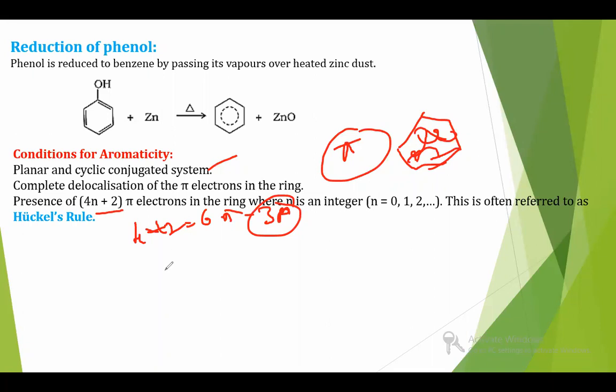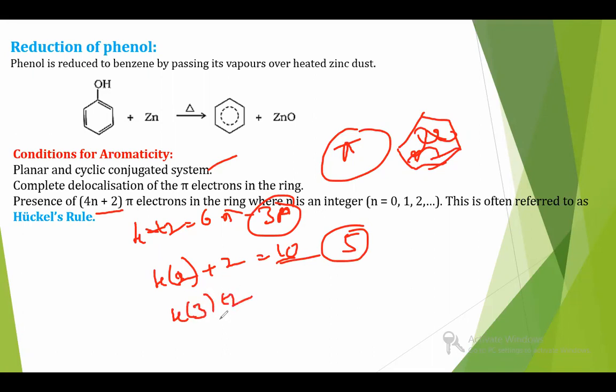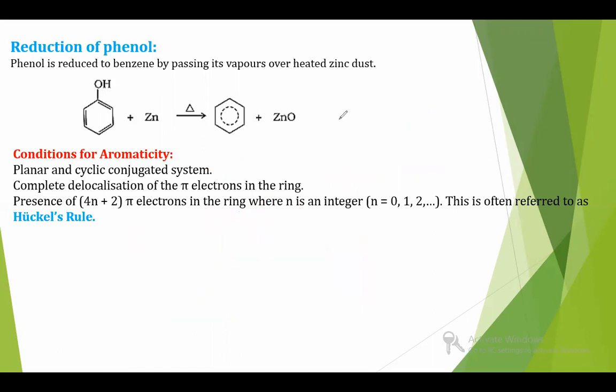As well as in the case of 4 into 2 plus 2, 8 plus 2, that is equal to 10 electrons, which means 5 double bonds. So 3 bonds or 5 bonds, or 4 into 3 plus 2, that is 12 plus 2, 14 electrons, which is nothing but 7 double bonds. So these numbers of bonds mean it follows Huckel's rule, 4n plus 2 pi electrons. So this is the condition for aromaticity.